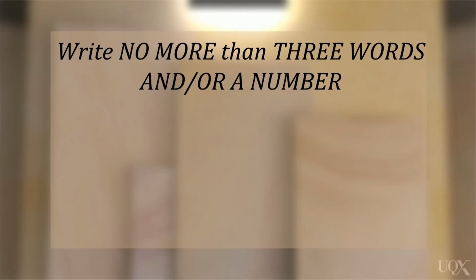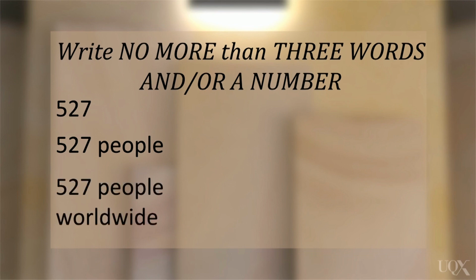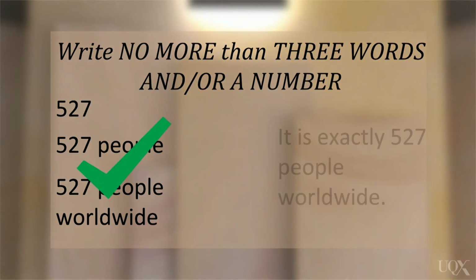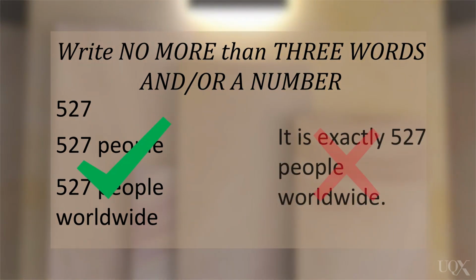So, for question 11, the following answers would fit the word limit, although just be aware that these examples may be wrong in other ways. This is 1 number. This example is 2 words and/or a number, so that's okay. And this is 3 words and/or a number, which again fits the word limit. But on the other hand, this would not fit the word limit, and your answer would be marked wrong. So obviously, you want to avoid losing points by following instructions.